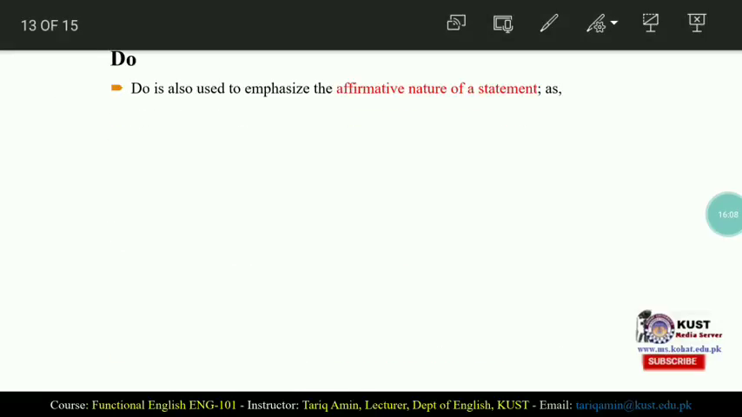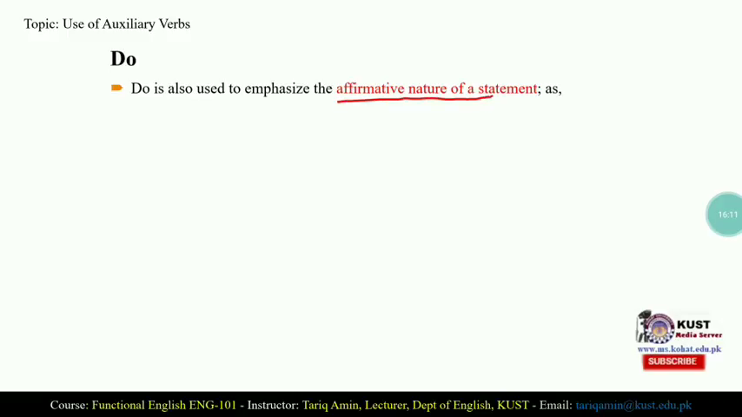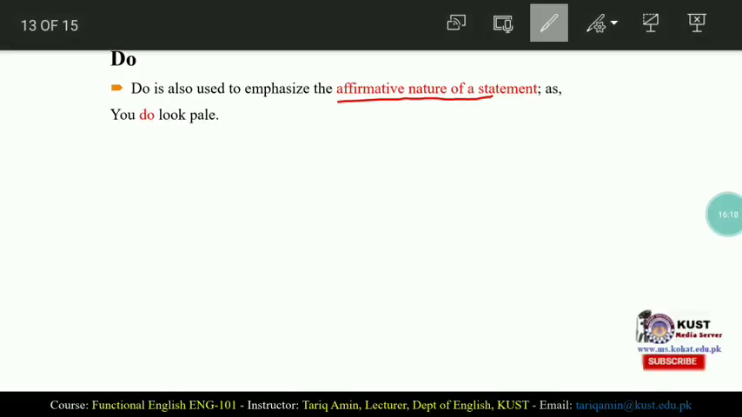Do is also used to emphasize the affirmative nature of a statement. This is the very common use of the auxiliary verb to do. You do look pale. We can see that. We can also say that you look pale. But in order to emphasize the affirmative nature of the statement, we put do. Do is being used over here for the purpose of emphasis. We want to emphasize the statement. That is why we say that you do look pale.